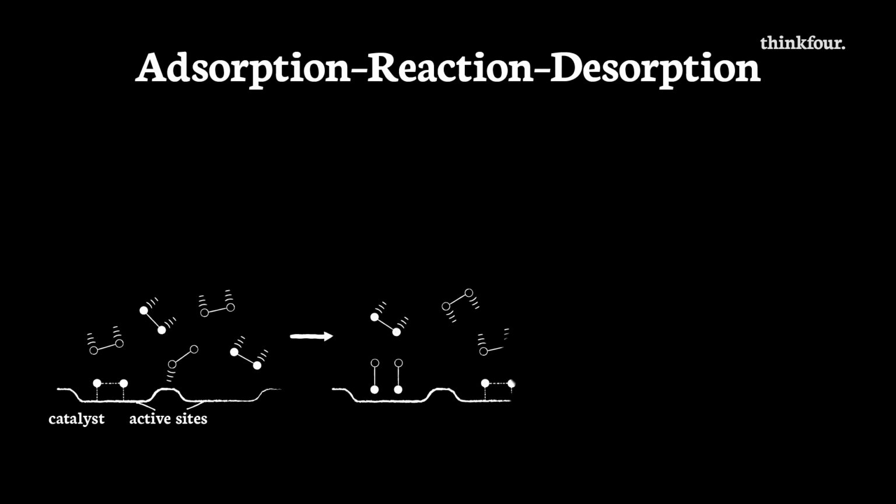For example, common catalysts will adsorb the reactants on their surface, weaken the bonds within the molecule, and allow the molecules to collide with the right geometry. Once reacted, the products will then be desorbed, and the process can start again.